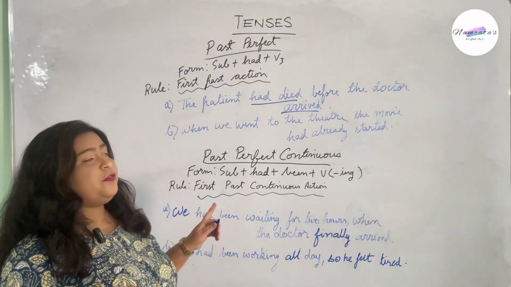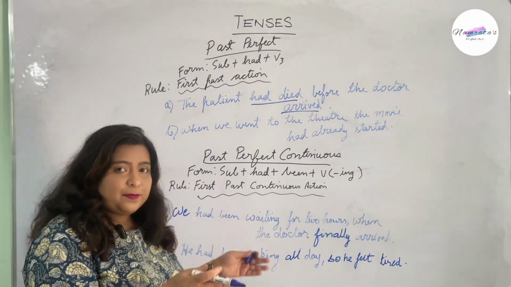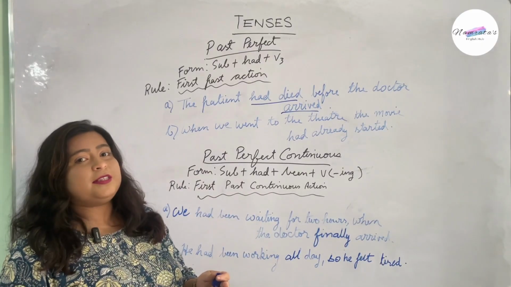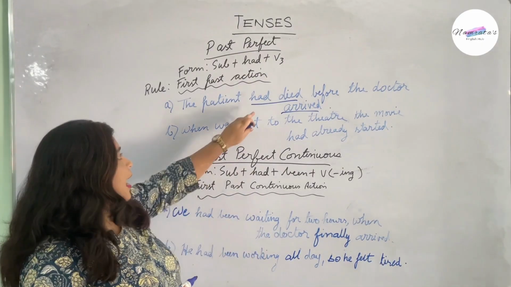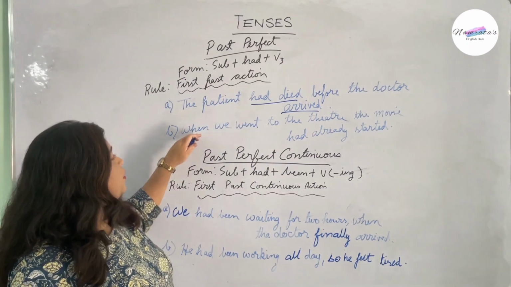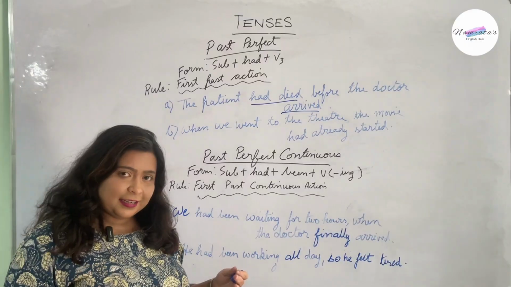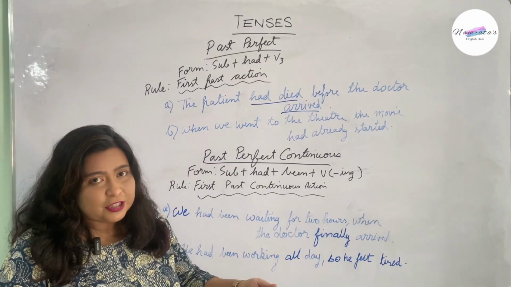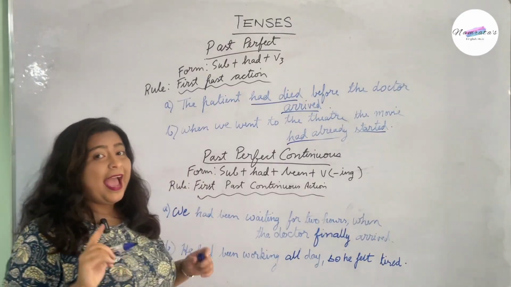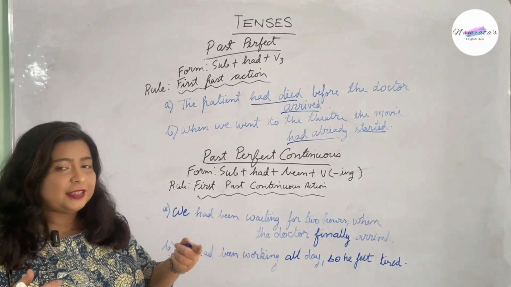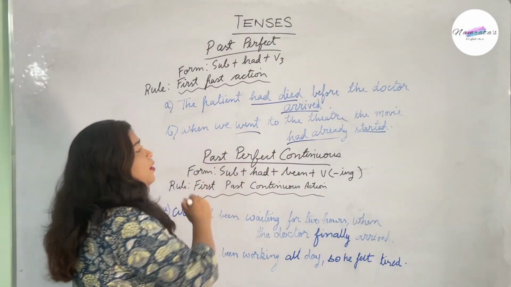So in past perfect also, if in one part of the sentence we are using past perfect tense, in the next part of the sentence you have to use simple past tense. And in the first action, had is used. When we went to the theater, the movie had already started. Here again, the movie started before we reached. So the movie had started. And the other action, that is we reached, happened later, so we are using simple past, that is went.